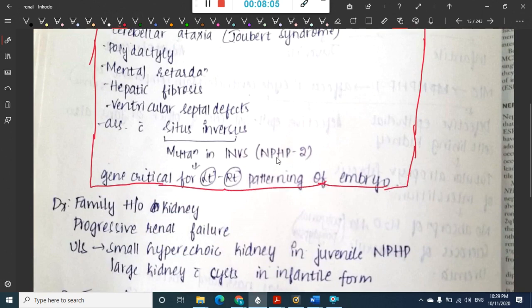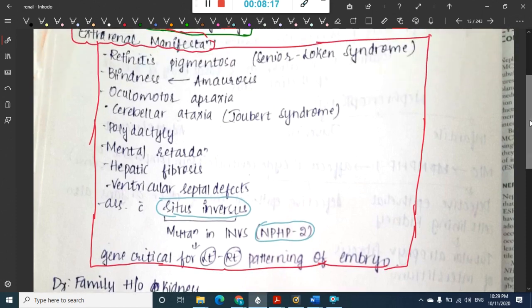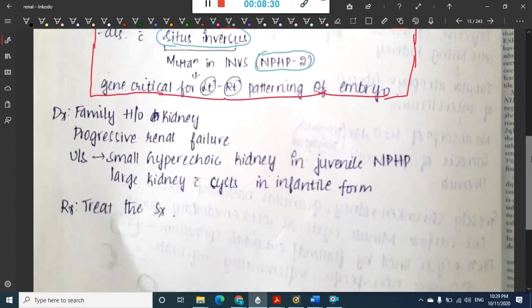The gene NPHP2 is critical for right to left patterning. So it is associated with situs inversus, where all the organs are inverted. That is, all the organs on the right are present on the left side, whereas all the organs on the left side are present on the right side. So all these are extrarenal manifestations.